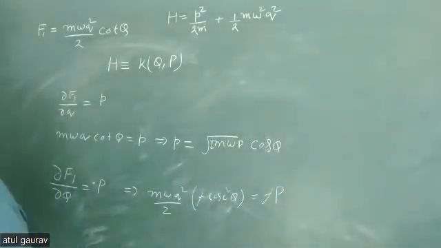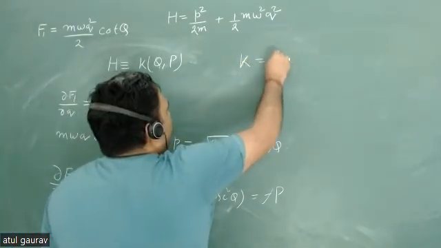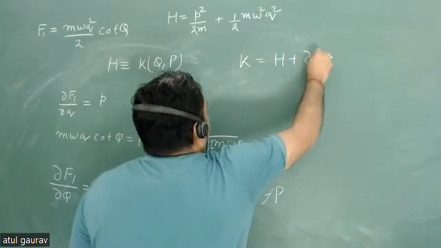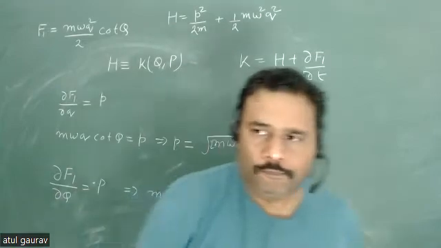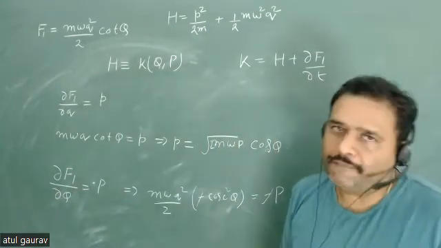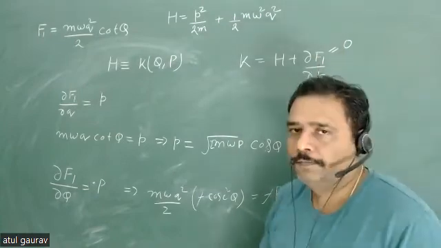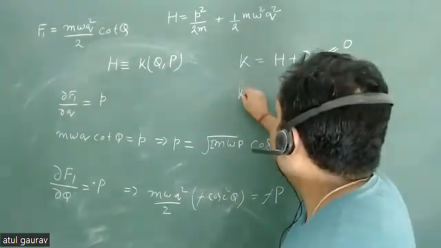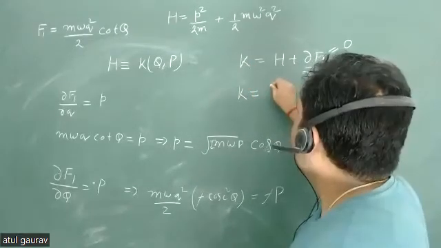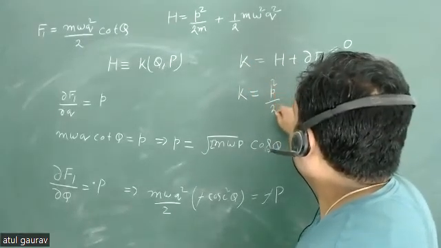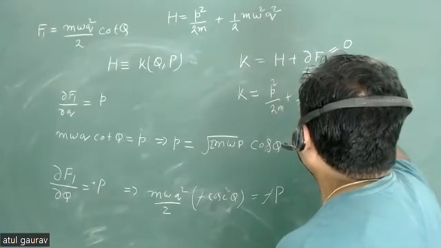And once you are going to find the new Hamiltonian, that is K, that is H plus del F1 upon del T. Fortunately, this F1 is not a function of time. So this value is equal to what? 0. So my K is equal to P square by 2m plus half m omega square q square.